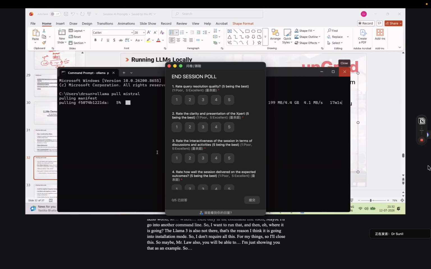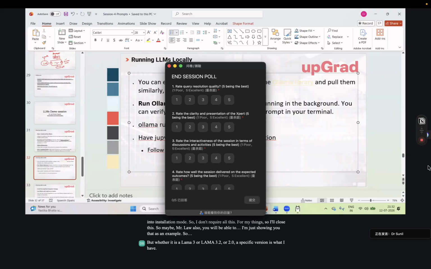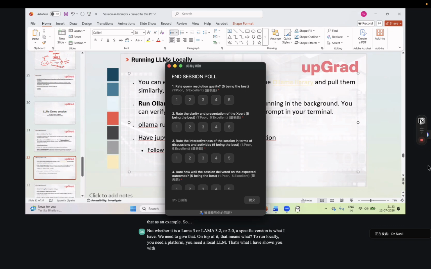Whether it is Llama 3 or Llama 3.2 or 2, the specific version that I have is what we need to give. On top of it, that means to run locally, you need a platform, and you need a local LLM. That's what I have shown you with the two or three examples.